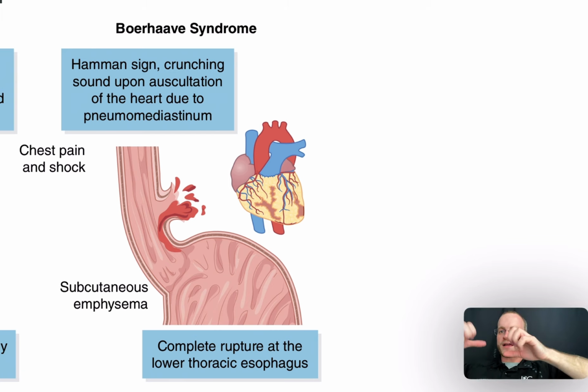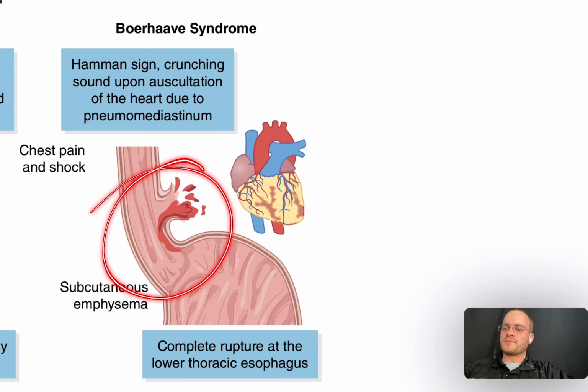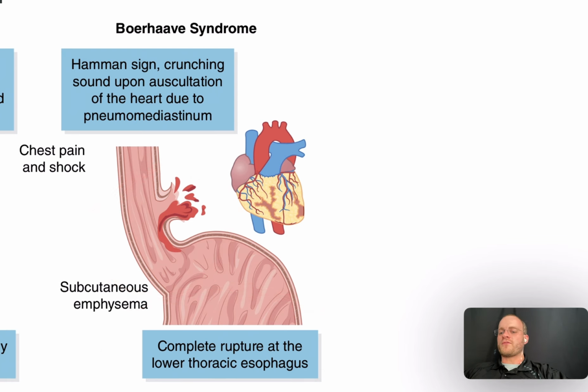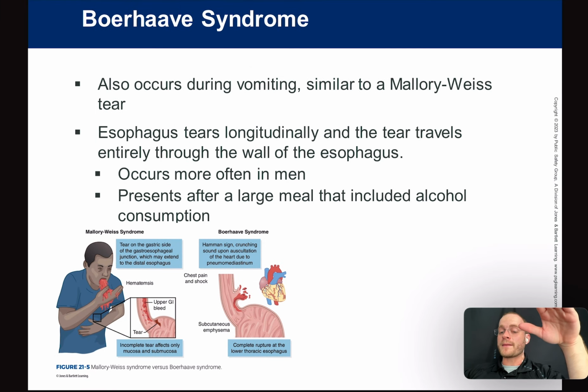You're going to get an air leak into the mediastinum, which is called a pneumomediastinum, right? Pneumo, air into the mediastinum. So you can see this is a complete rupture of the esophagus. It's very severe when this happens. This is rare, by the way, but it can happen. So they're going to have chest pain and signs of shock.